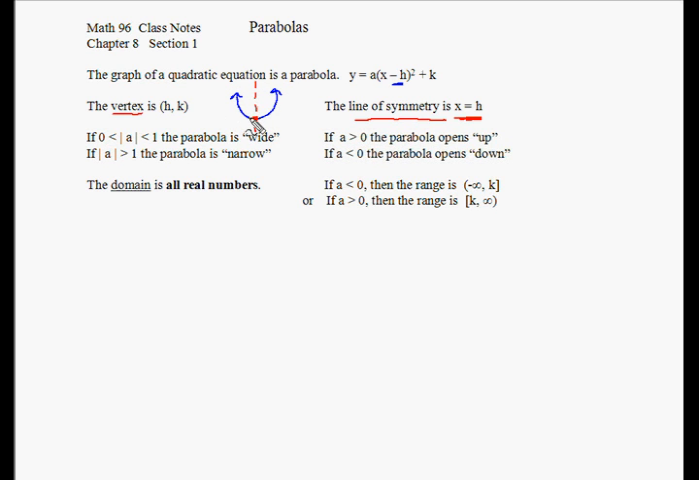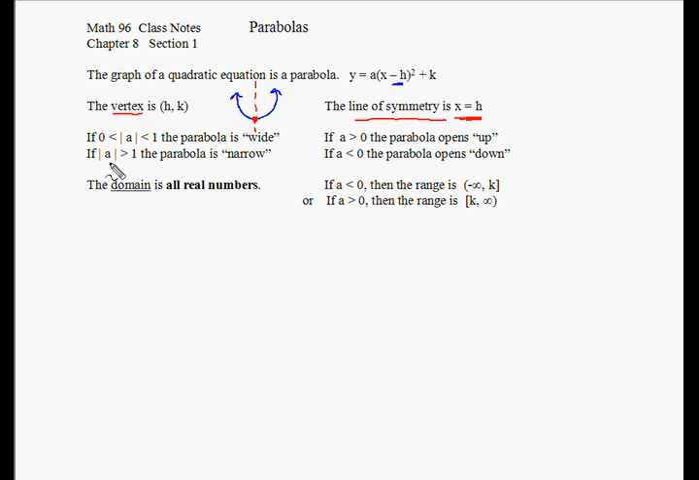Now we can determine how wide this parabola is based off of the number, the coefficient out in front. If that number is between 0 and 1, and I'm talking about the absolute value because I don't care if it's negative or positive, it'll be wide. If it's positive without the absolute value bars, then I know that it goes up.